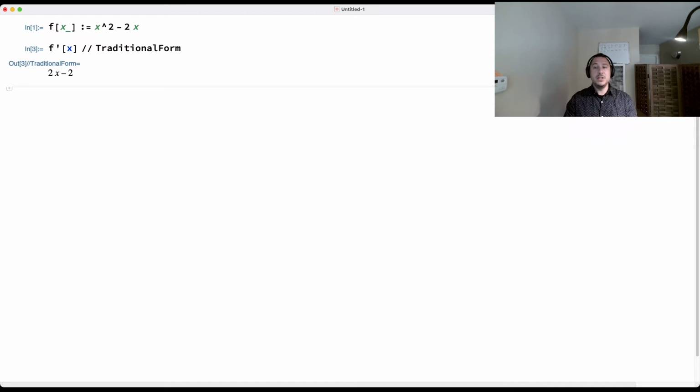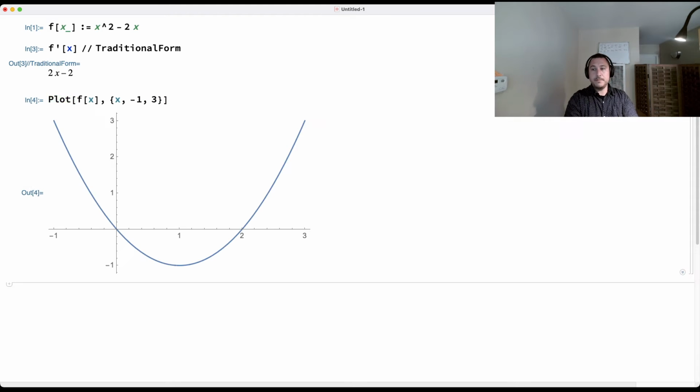Okay, so now what we're going to do is we're going to look at their graphs together. So let's plot just the function f of x first. And let's go from x equals -1 to +3. Okay, does everyone see the x squared minus 2x graph? Hopefully you look at this and you're like, oh yeah, that's more or less what I expected to see.